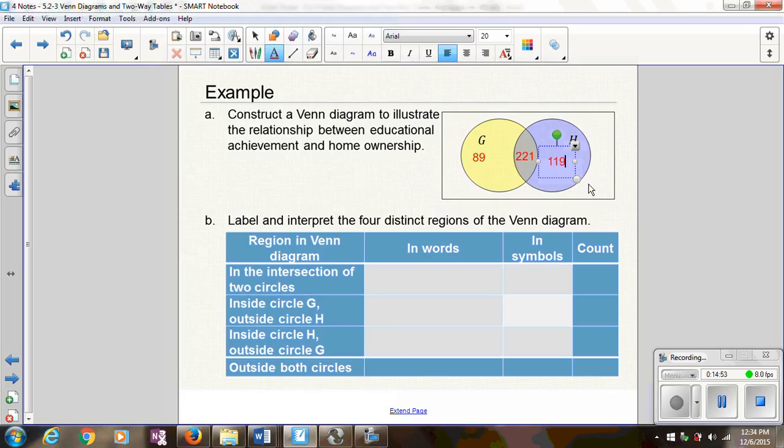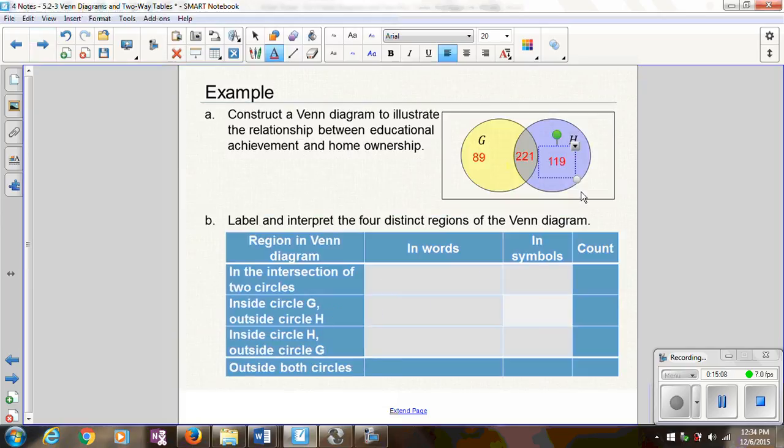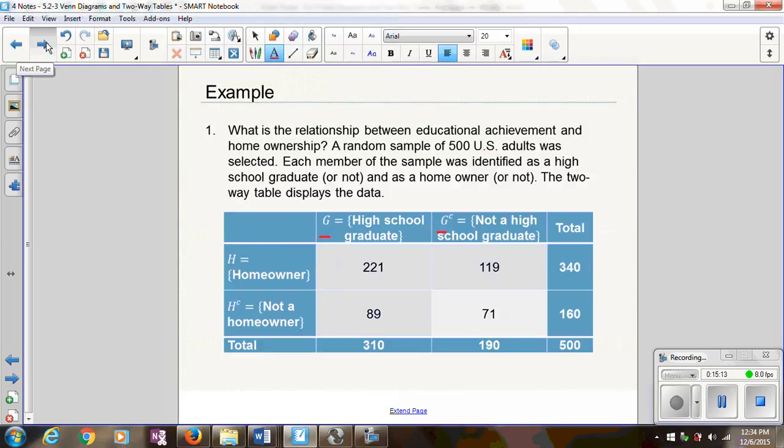And then the area on the outside would be those people that did not graduate from high school and do not own a home. That would be the 71 people right here. And so that's going to go on the outside. What was it, 79? 71, sorry.